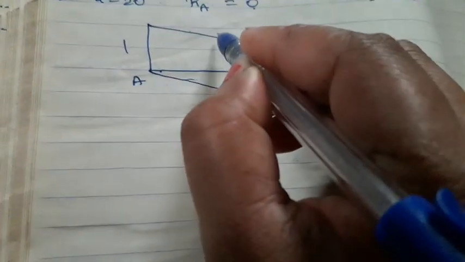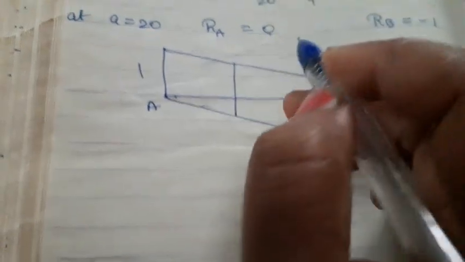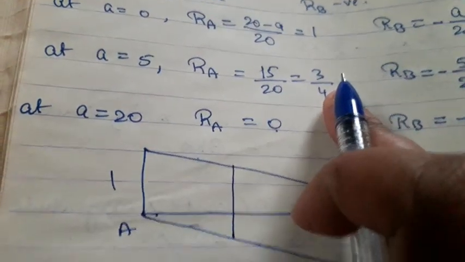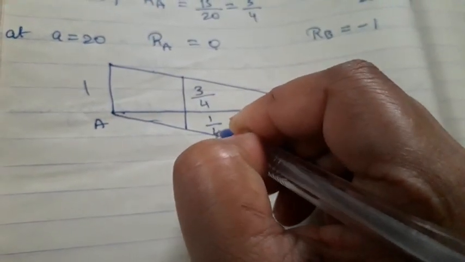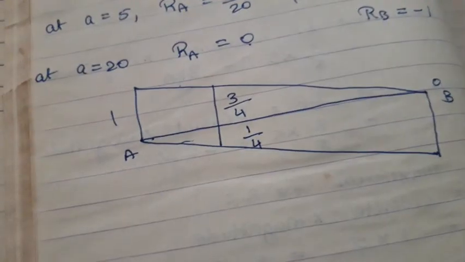So at C, which is 5 meter, RA is equal to 3 by 4 and RB is equal to minus 1 by 4. That is 3 by 4 and 1 by 4. So this is how it is, right?